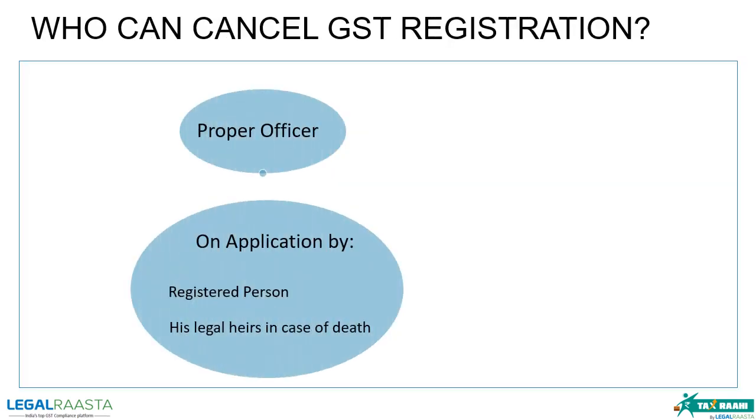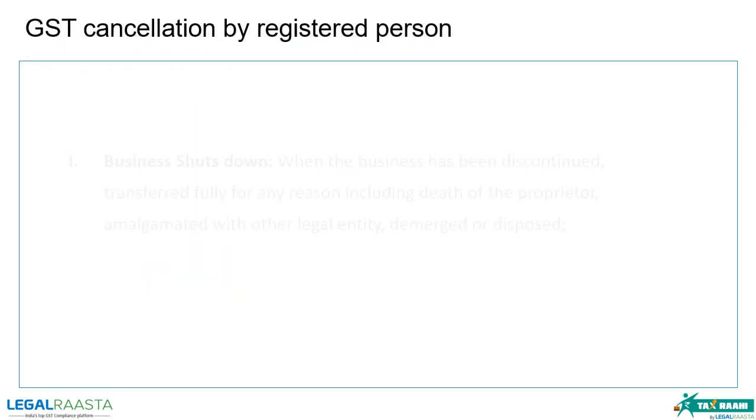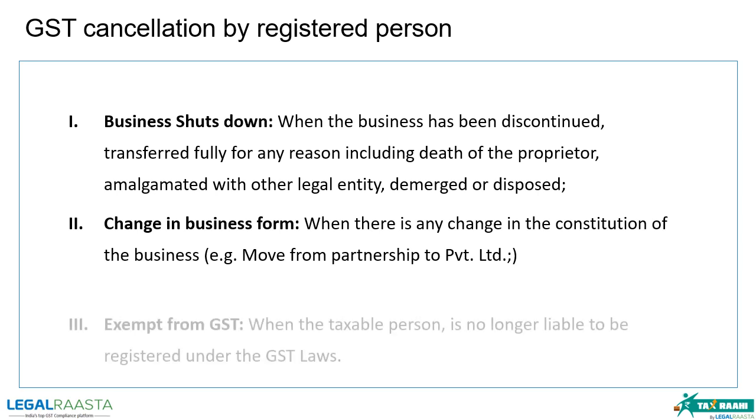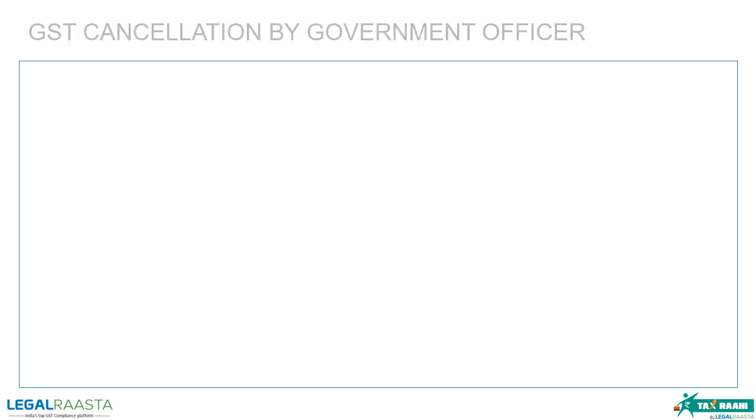GST registration can be cancelled by a proper officer, or by a registered person or his legal heirs in case of death. Cancellation is done by a registered person when the business has been discontinued, transferred, amalgamated, or where there is any change in the constitution, or if the person is no longer liable to register under GST laws.